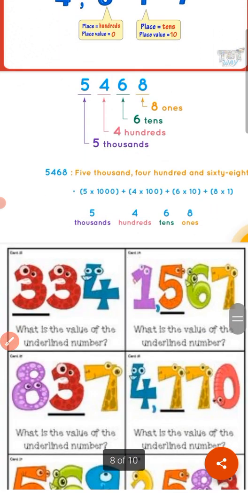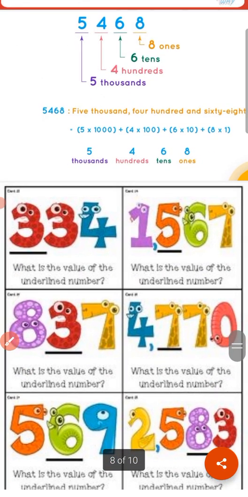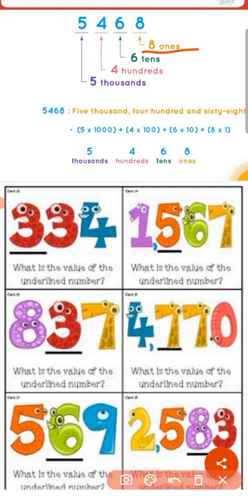5468. This is also a 4-digit number. The digits are 5468. Now check the places. 8 is in ones place. 6 is in tens place. 4 is in hundreds place. And 5 is in thousands place.